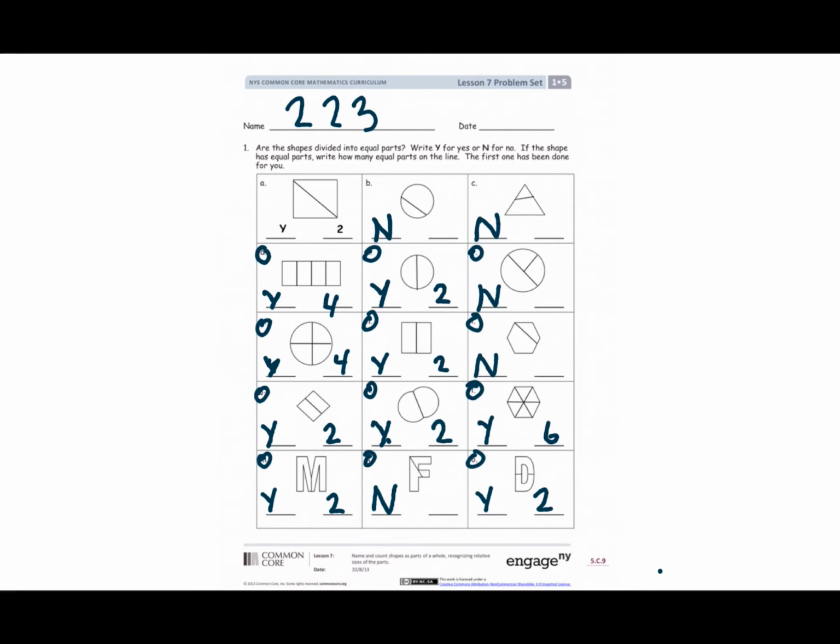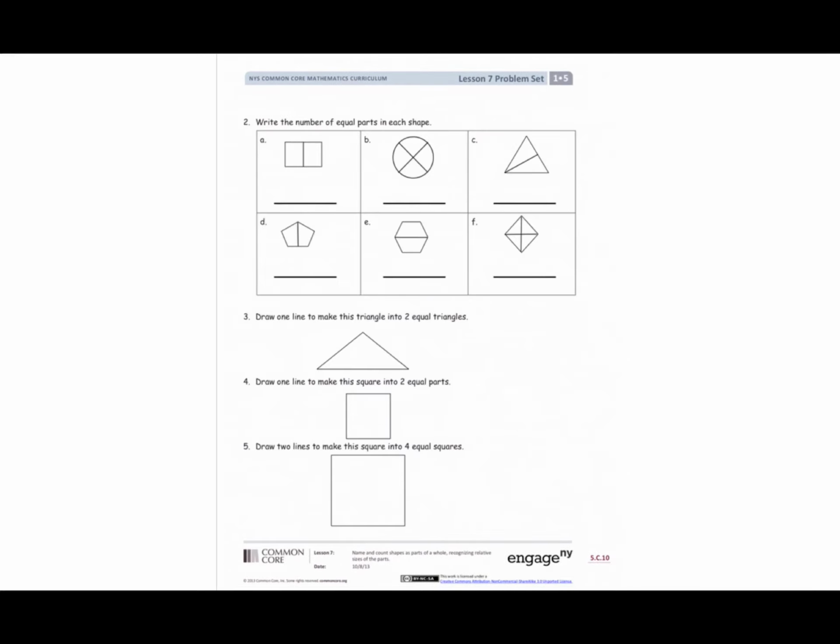Okay, boys and girls, if you're finished, you can go ahead and give yourself a happy face. Okay, and let's get ready to go on to the next page. For number 2, we're going to write the number of equal parts in each shape. So for example, for letter A, I see 2 equal parts, so I'll write the number 2. Go ahead, boys and girls, and finish B, C, D, E, and F. I'll give you about a minute.